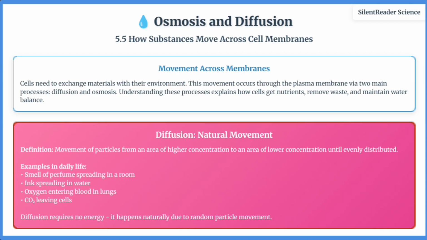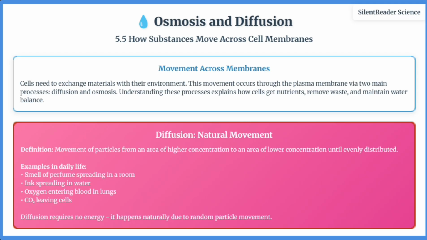Let's understand how substances move across cell membranes through diffusion and osmosis. Diffusion is the natural movement of particles from areas of higher concentration to lower concentration until evenly distributed, like perfume spreading in a room. Osmosis is a special case of diffusion involving water movement through a semi-permeable membrane.